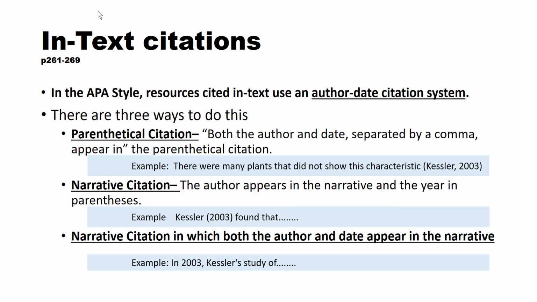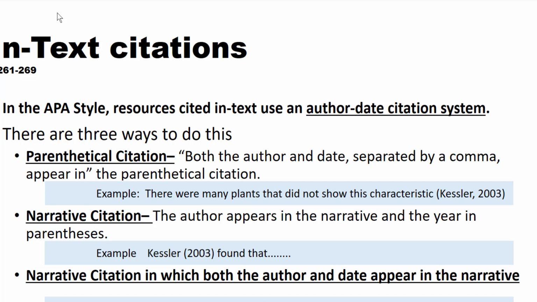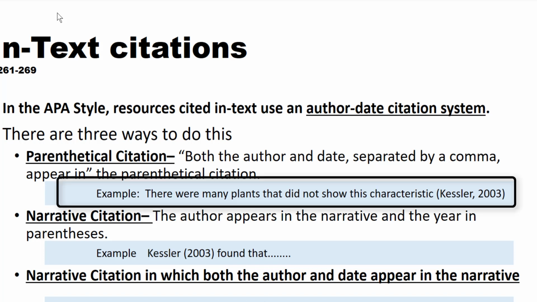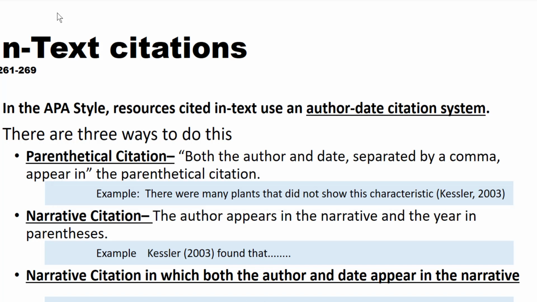For the in-text citations in the APA style, resources cited in text use the author date citation system. And there are 3 ways that you could do this. You can do what's called a parenthetical citation. This is where both the author and the date, separated by a comma, appear in the parenthetical citation. And the example there is, there are many plants that did not show this characteristic. And then the parenthetical citation appears afterwards with the author's last name and the date.